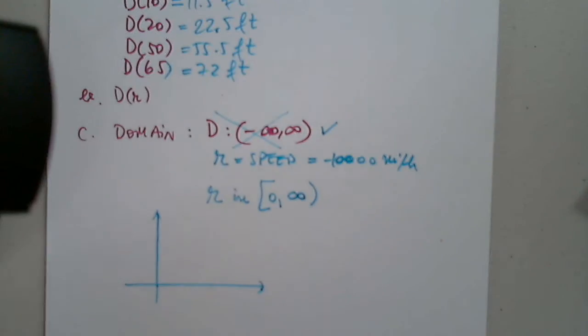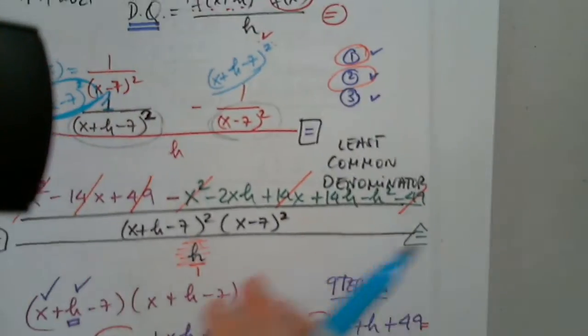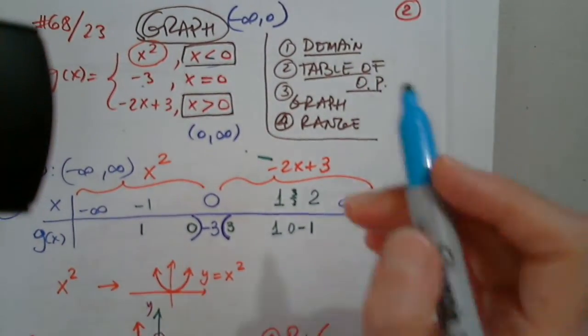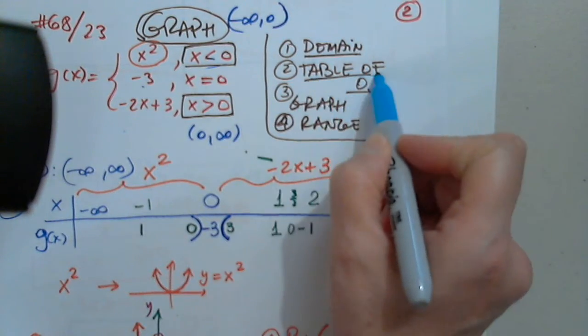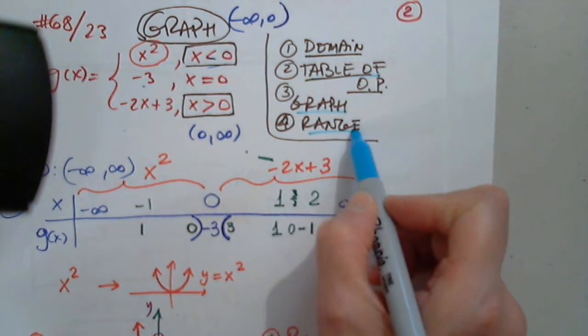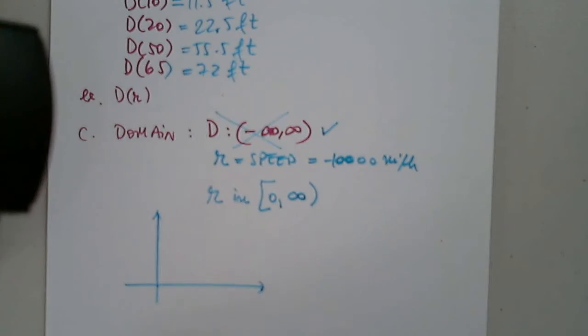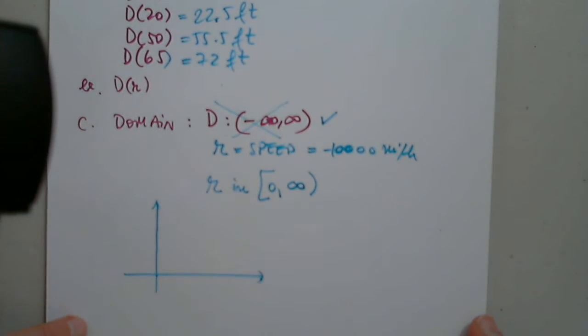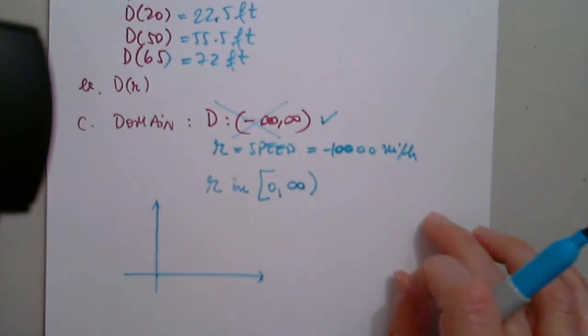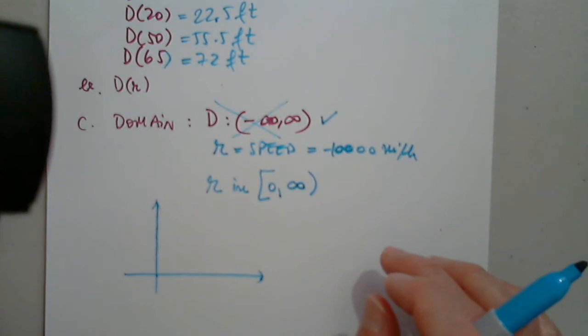Normally for linear functions, I always say from the beginning, when we graph this, don't forget domain, table of ordered pairs, graph, range. Linear functions are the simplest possible functions. So I'm okay if you just find the x and y intercepts and don't create a table just for the linear functions.